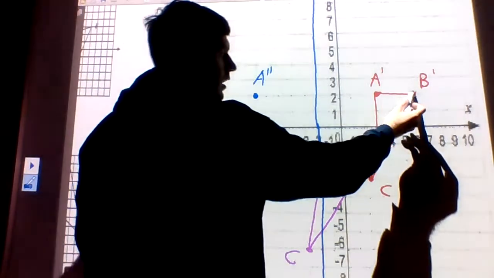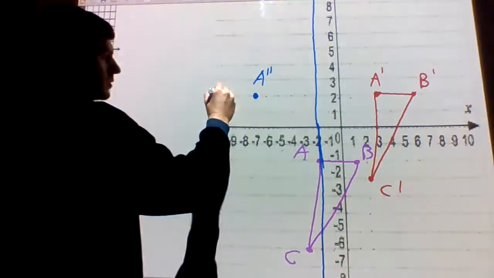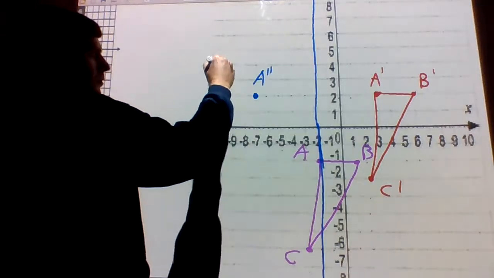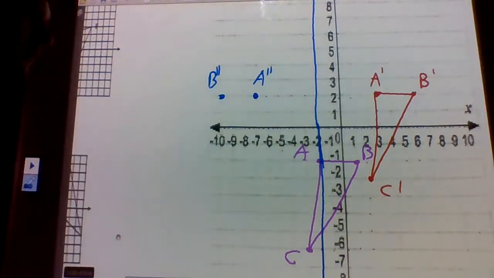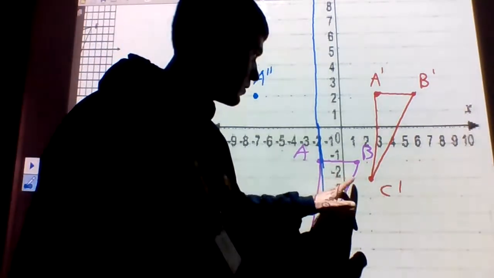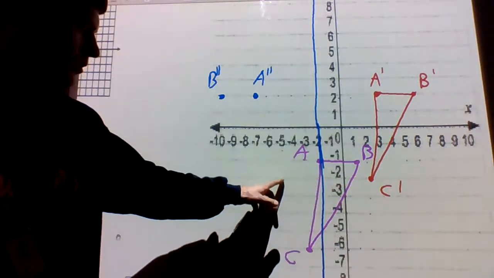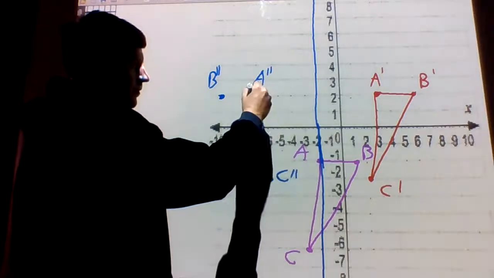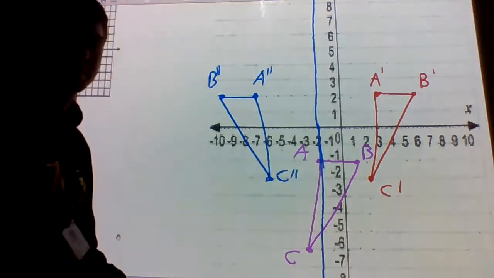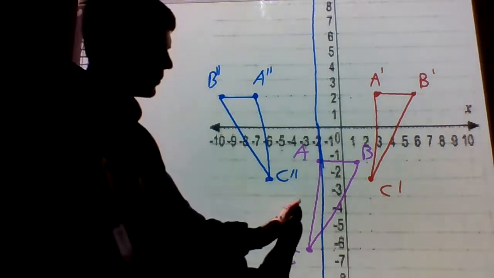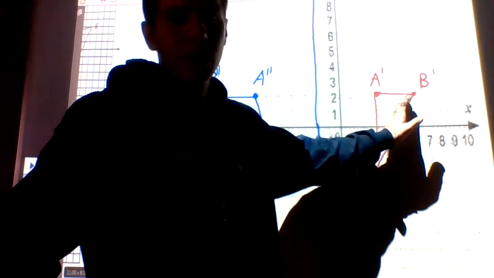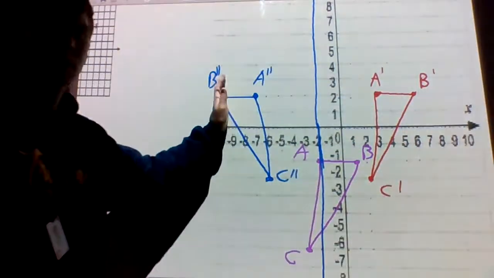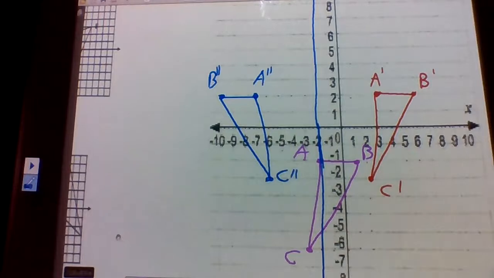Okay. That means that one is 8 to the left, so we need to go 8 to the right. There's B double prime. Okay, C is 4 to the right, so we need to go 1, 2, 3, 4 to the left. There's C double prime. So we've translated 5 to the right and up 4. That was the rule I came up with. Then I reflected over the line x equals negative 2.